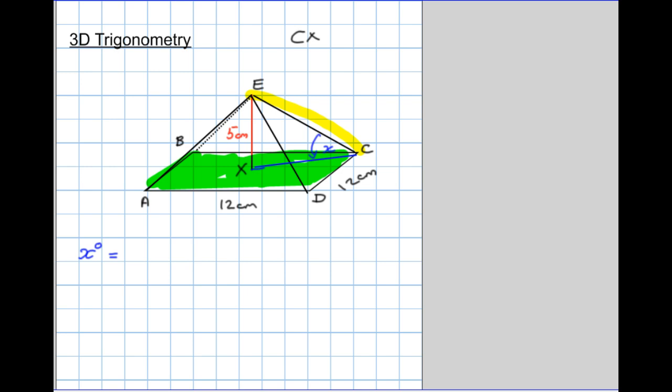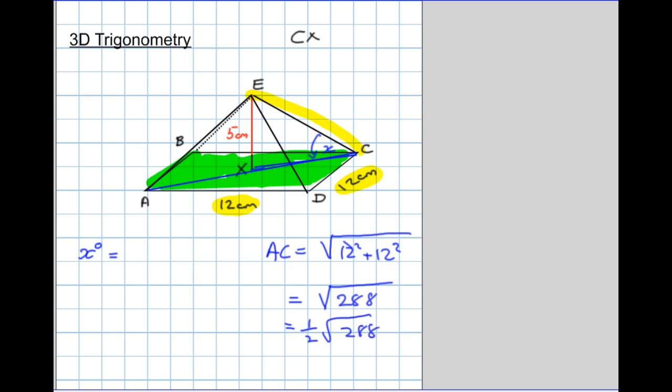Well, let's have a look. Let's work out the length AC, and halve it. Now, AC equals the square root of 12 squared plus 12 squared. In other words, it's 2 lots of 144, so it's 288. So that is root 288. So CX is equal to half of that.